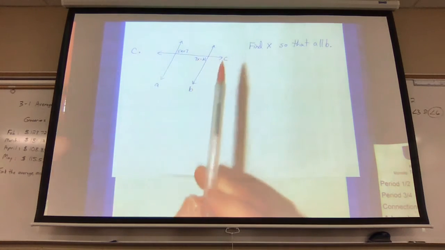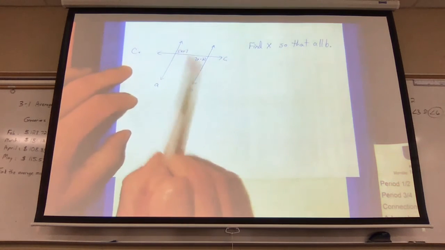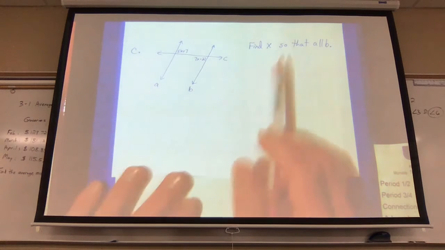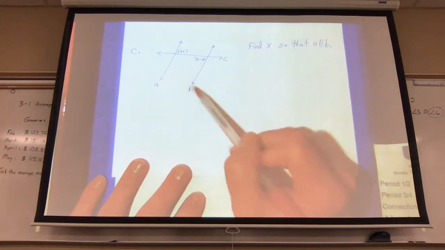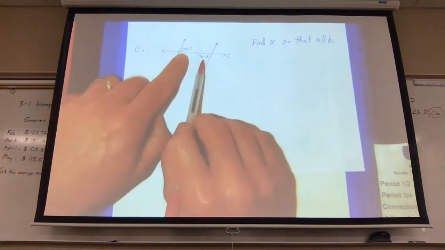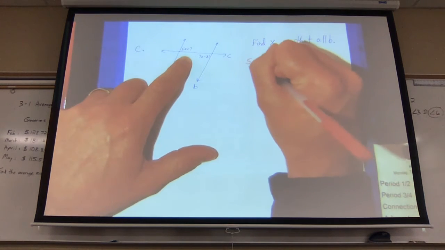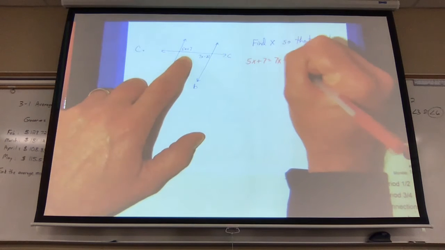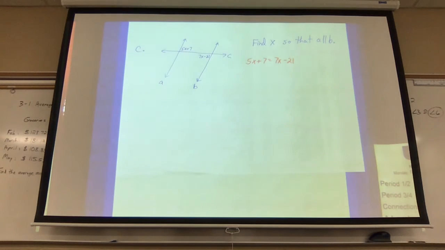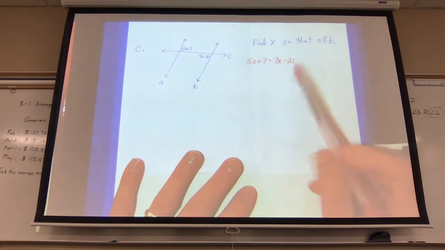And we know in order for the lines to be parallel, alternate interior angles have to be congruent to each other. So if I want to find x so that these lines are parallel, I need these two to be congruent to each other. So to find x, I'm just going to make an equation where I put these two equal to each other. 5x plus 7 would equal 7x minus 21. And then we'll solve it from there.